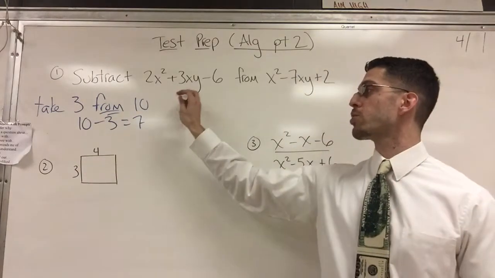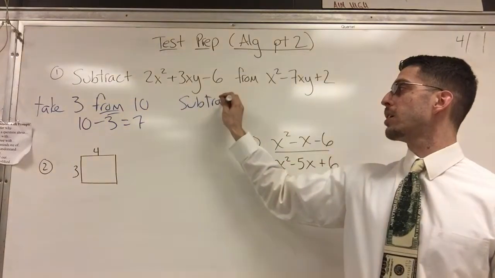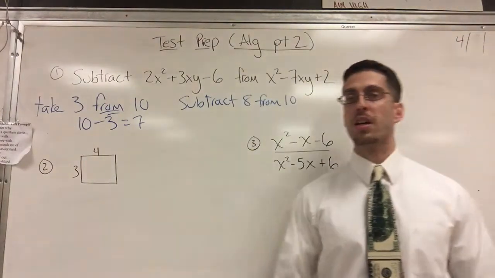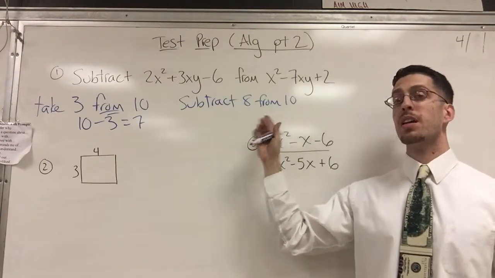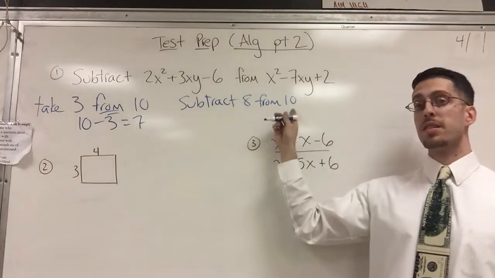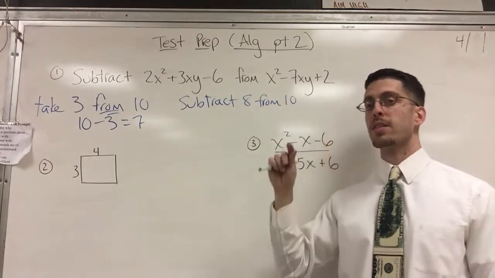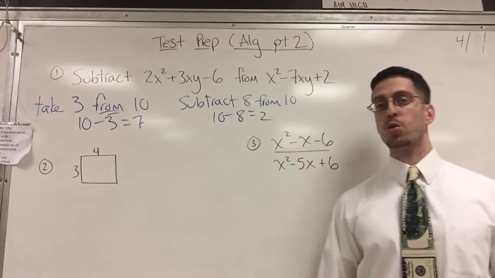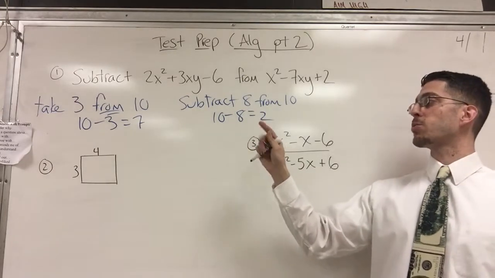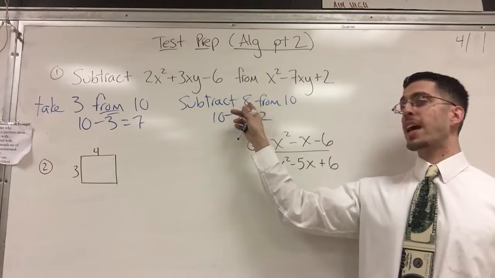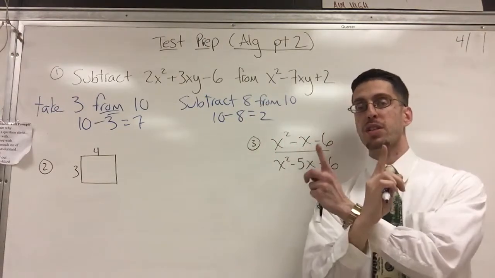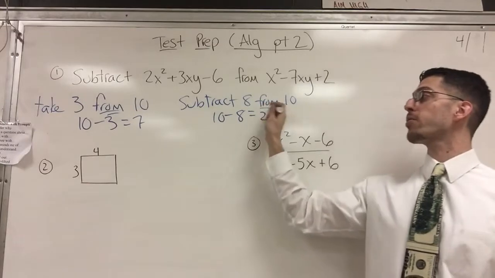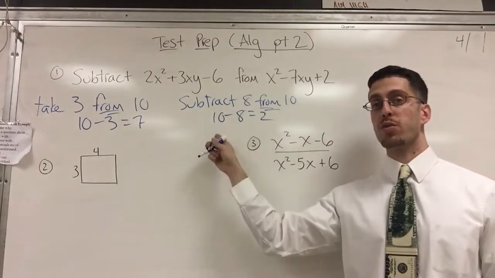Let's say I wanted you to subtract 8 from 10. If the question says subtract 8 from 10, what does that mean? Does it mean 8 minus 10 straight up? No, think about what they're asking. You're taking 8 from 10, so that's really 10 minus 8, which is 2. If it said subtract 10 from 8, you'd reverse it and you would get -2. So be careful on the wording. When you see the word from, that number actually goes first.